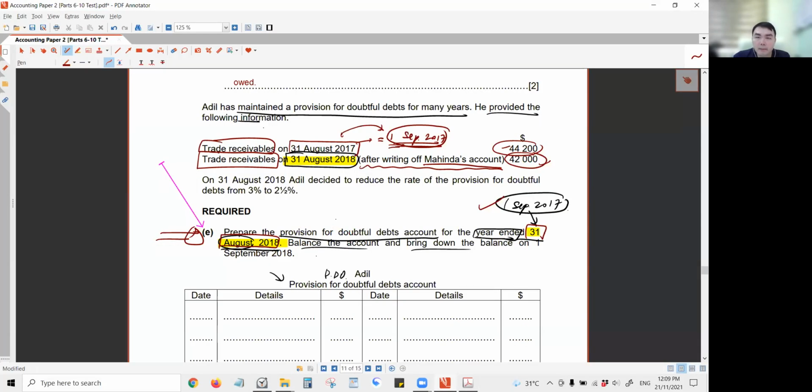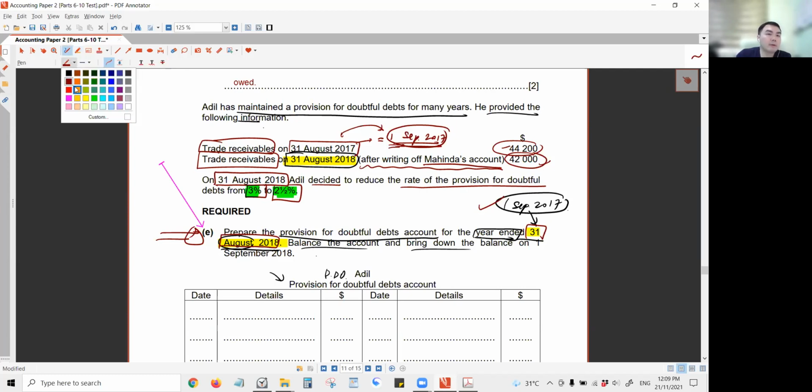Let's continue. On August 31st, 2018, what day is that? Year end. Decided to reduce the rate of provision for doubtful debt from 3% to 2.5%. That means Adil's suspicion level has become lower for the current year. Previous year is 3%, current year is 2.5%.